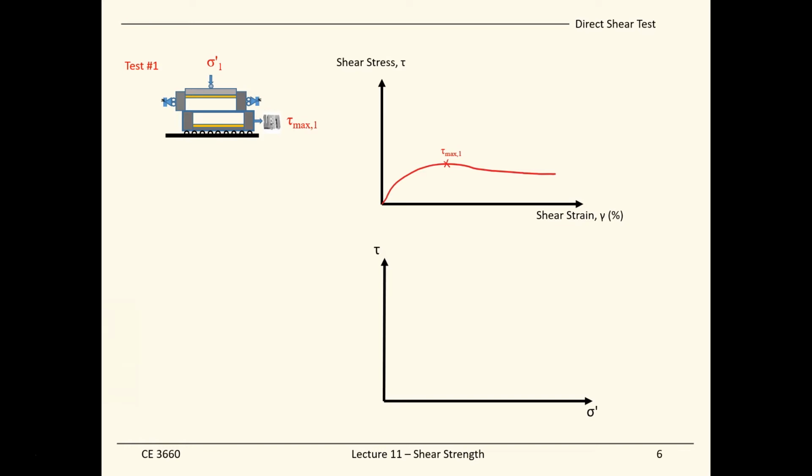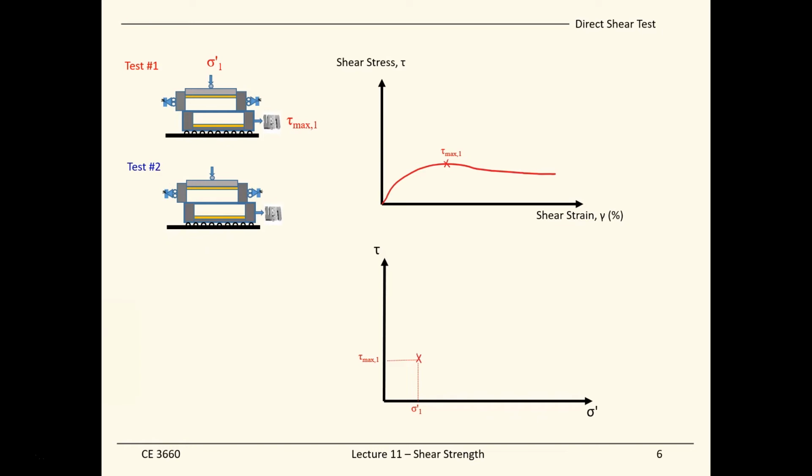From the stress strain curve, we obtain the corresponding maximum shear stress. Based on the vertical stress sigma 1 and the maximum shear stress that we record, we can identify that as a data point on the Mohr-Coulomb space. Remember from last lecture, when we talked about the Mohr circles, we have the Mohr-Coulomb space. So we have our first stress point.